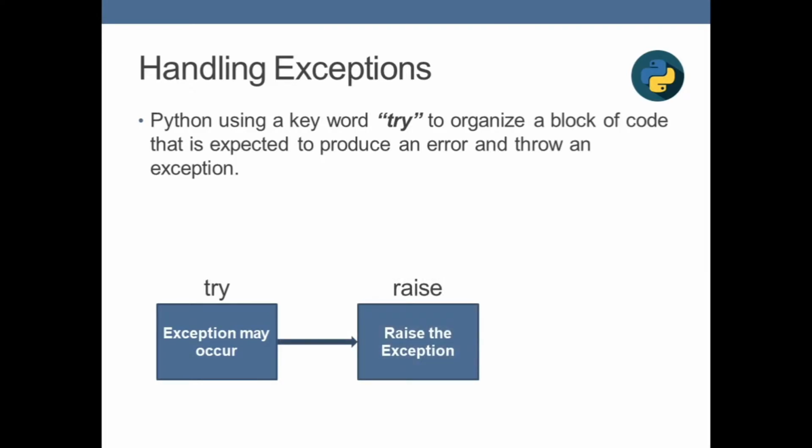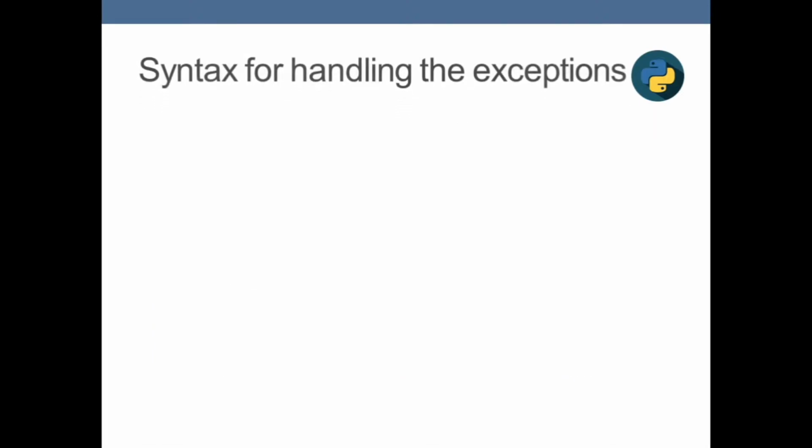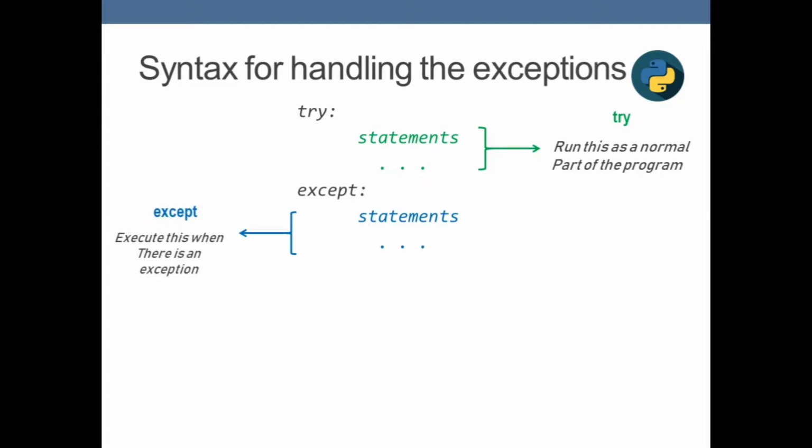Following the try block, we are going to use an except block. It is used to catch the exception thrown by the try block and handle it. Syntax for handling exceptions: first we start with the try keyword. At the end, place a colon and write the code with indentation. While running the code, if the interpreter finds any error, it won't terminate the entire program because the control was inside the try block. Instead of terminating the whole program, it searches for the except block, which comes after the try block, and starts running the statements in it.